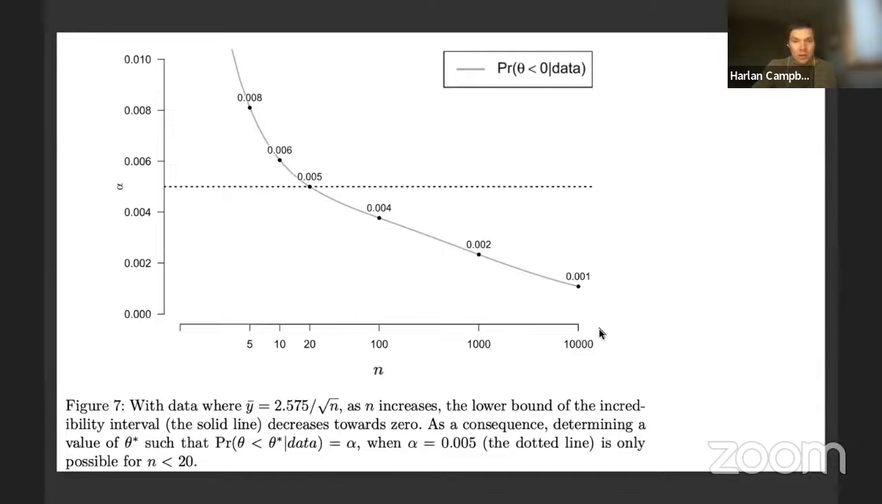And one other thing to say here is that defining that exact credible interval will be impossible for any value of n larger than 20.